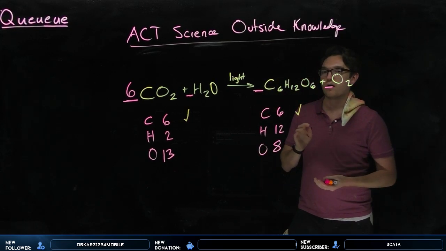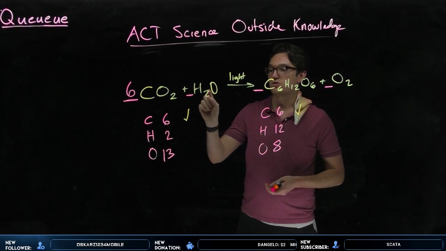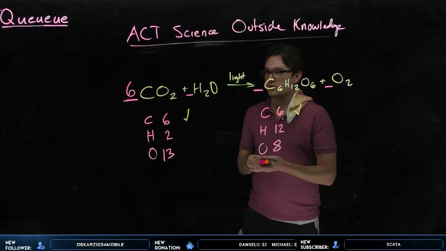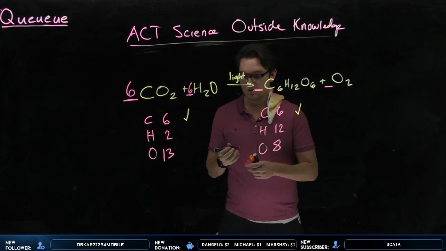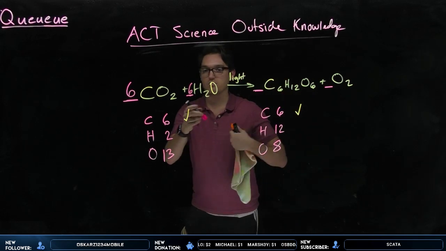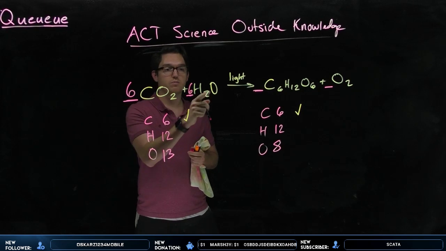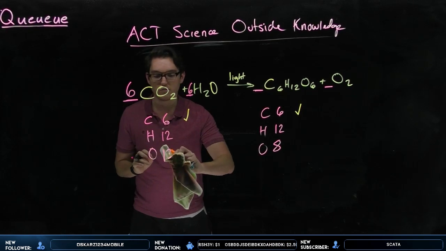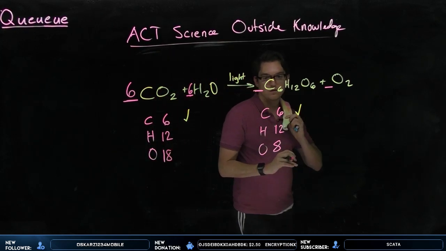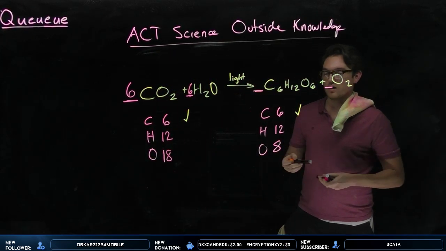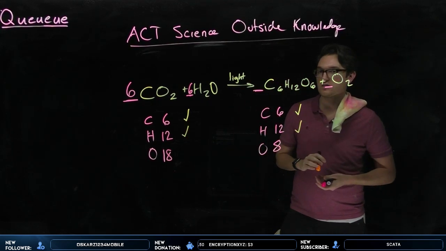Next thing we should talk about is hydrogen. We have 12 hydrogens, and over here we only have 2. So we need to turn 2 into 12, and we do that by multiplying by another 6. 6 here, that's going to make our hydrogen count into 12, but it's also going to change our oxygen count. Now we're going to have 12 plus 6, which is 18. So this number is going to now be 18. Let's go over here. Our hydrogens now are checked. They match up.